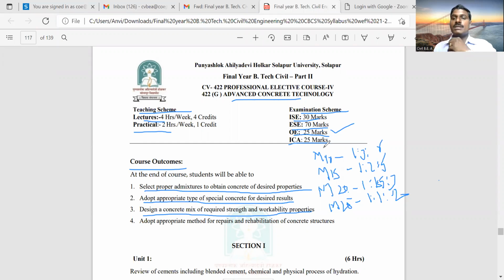For that, some parameters are required. Properties of the cement are required. Properties of the aggregates are required. Properties of the sand are required. Among these properties is water absorption: how much water absorption of the aggregate, and how much water absorption of the sand.